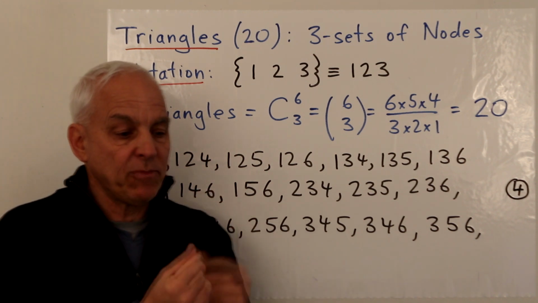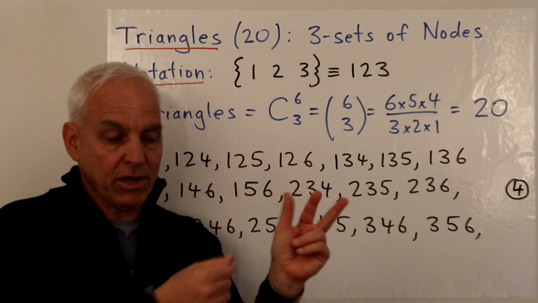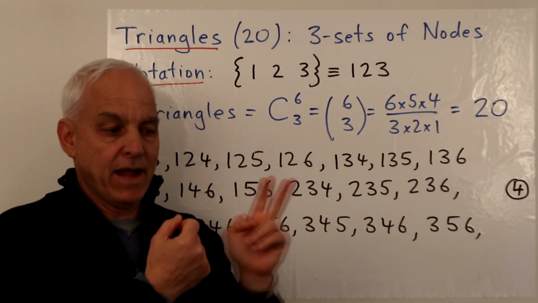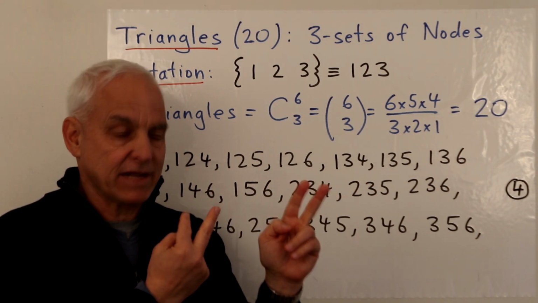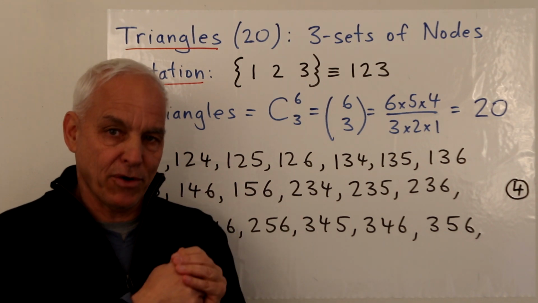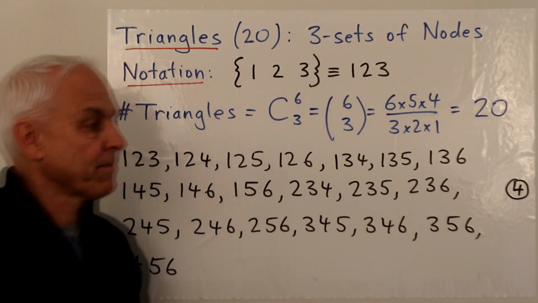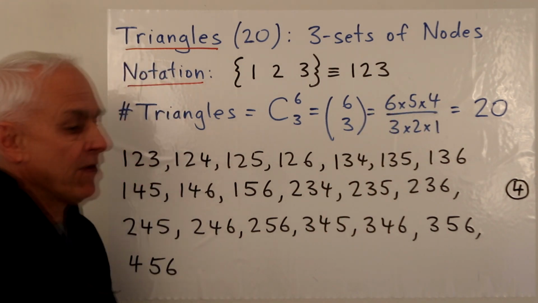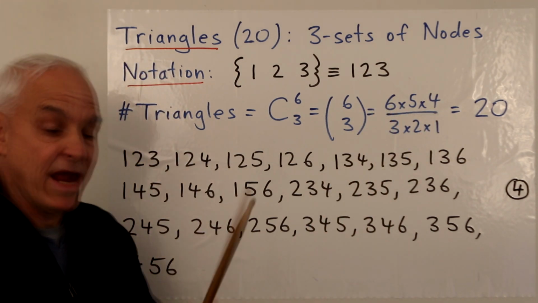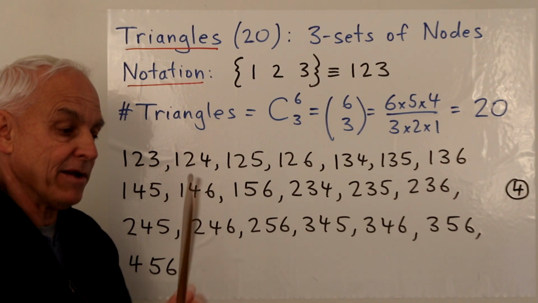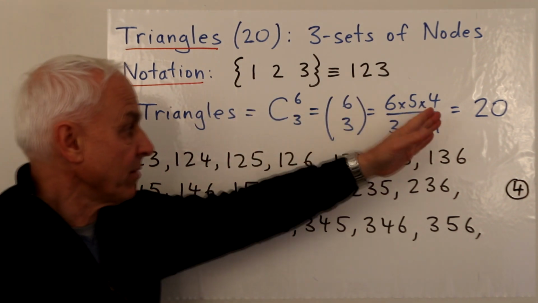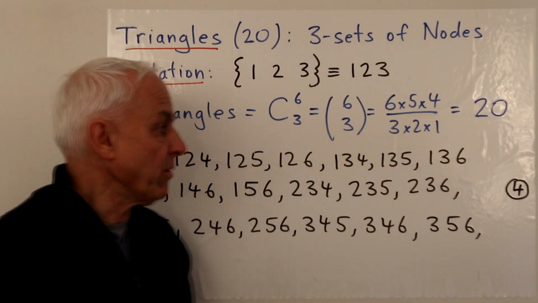And the number is 6 because, well, we've got 3 things, and for the first one we have 3 possibilities. And then there's 2 possibilities for the second one, and then there's 1 possibility for the third. So this is why we have to take the number of 3-lists and divide by the number of ways of rearranging any one of those lists to make an equivalent set. That's why this is the expression and why we do get 20.